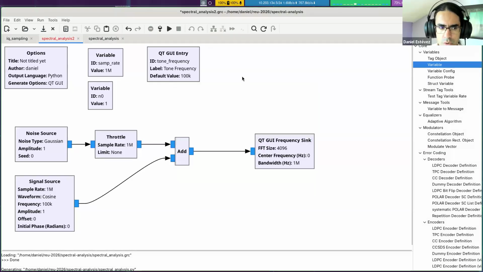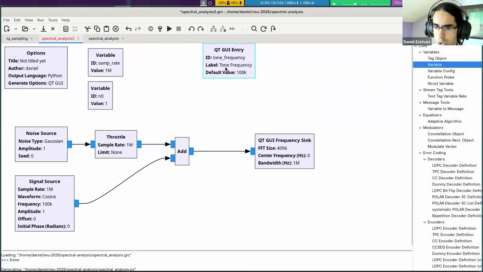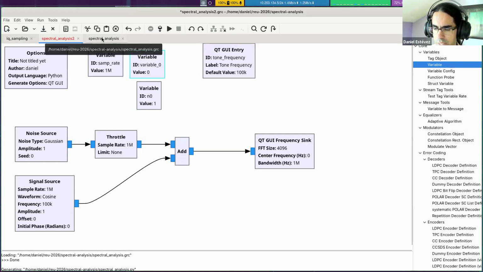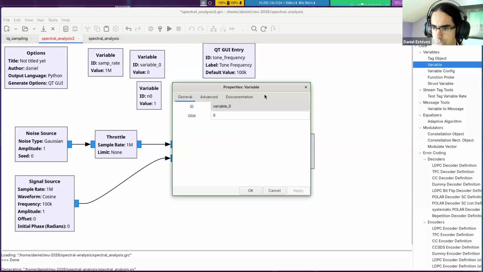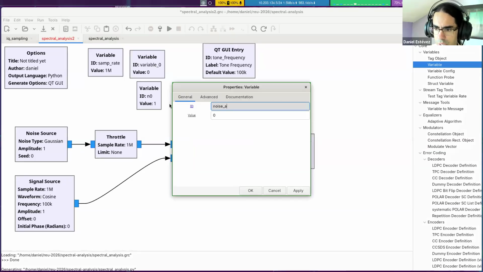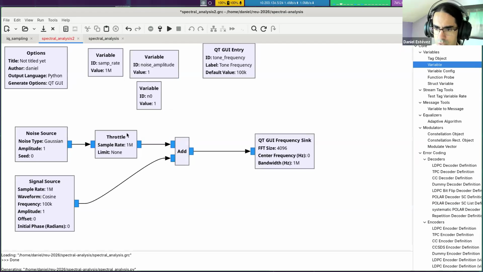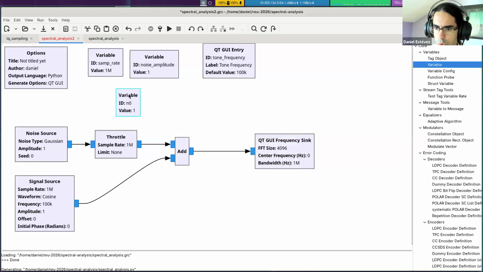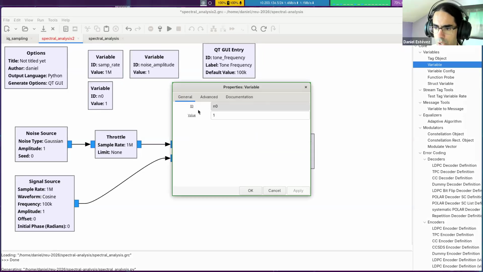I'm actually going to do this more generally so that it matches what we have in the spectral analysis here. I'm going to define a variable for my noise amplitude. I'm going to set it as 1, but in this way, this will work for any noise amplitude. I could play and change the noise amplitude and everything would still work correctly.